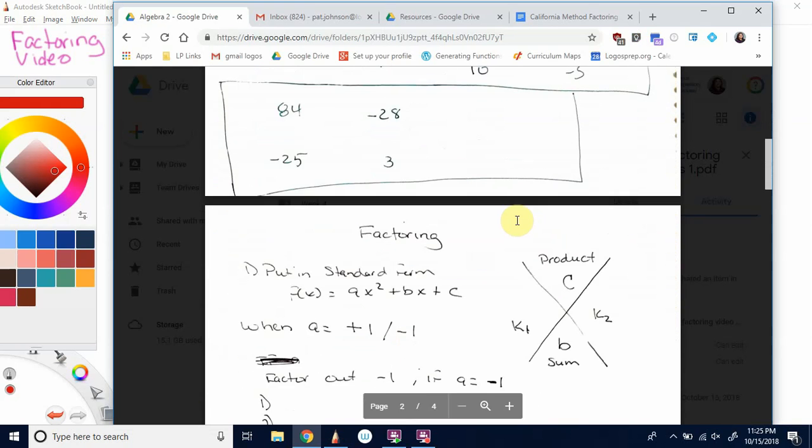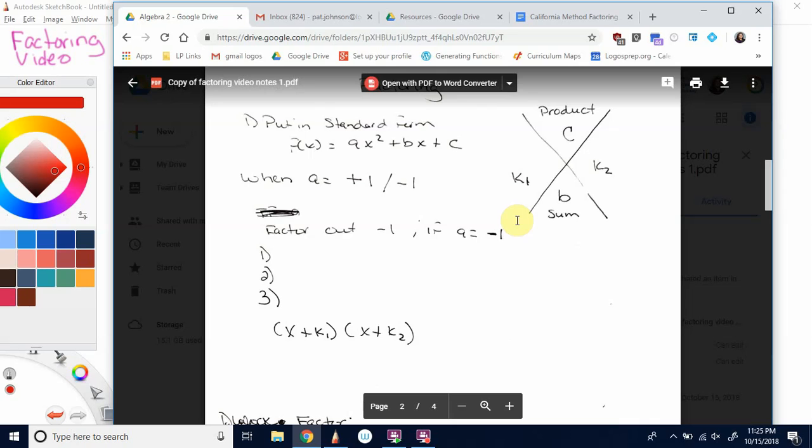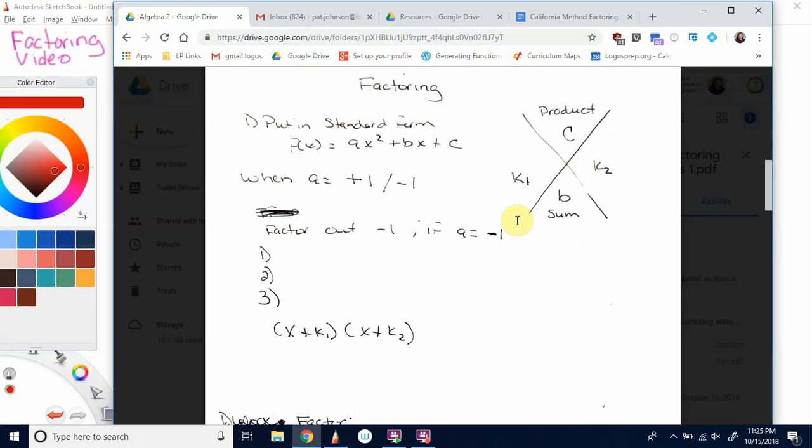Okay, so now we're going to go to the next page, factoring. Again, we start by putting it in standard form, ax squared plus bx plus c. We're going to start off when A is positive 1 or negative 1. So we're going to use that same chart that we had and do C and B and K1 and K2.